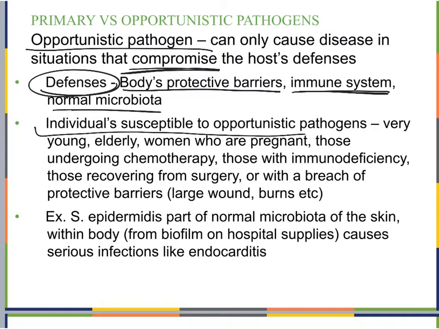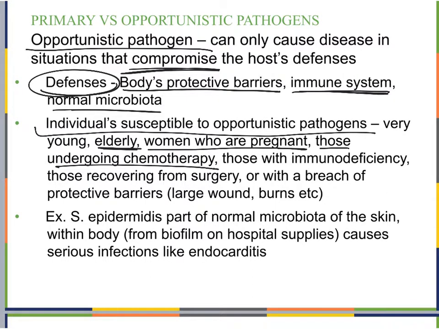So individuals susceptible to opportunistic pathogens, for example, are those that are very young, so they haven't built up their immune system very much yet. Those that are elderly, because their immune system just isn't working as effectively as it used to. Women who are pregnant, that's because their body's already putting so much energy into creating a new being. And since they are, then they're a little bit thinner as far as the immune system function. They've got a lot going on in there already, so things are a little bit compromised.